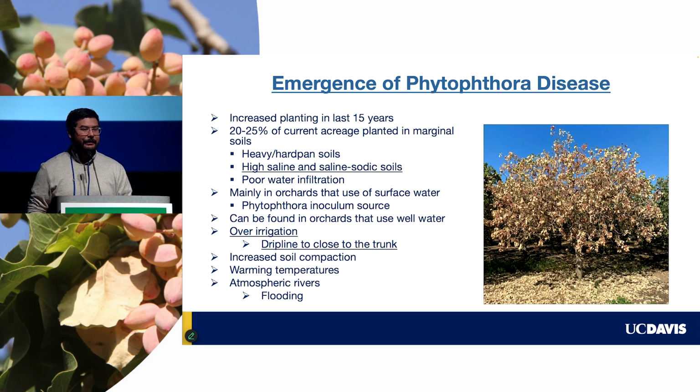Other factors include over-irrigation from that drip line being too close, and of course the use of surface water that could be introducing those Phytophthora propagules into an orchard site, as well as just warming temperatures and also the effects of the atmospheric rivers causing these flooding conditions, especially what we were seeing back in 2023.